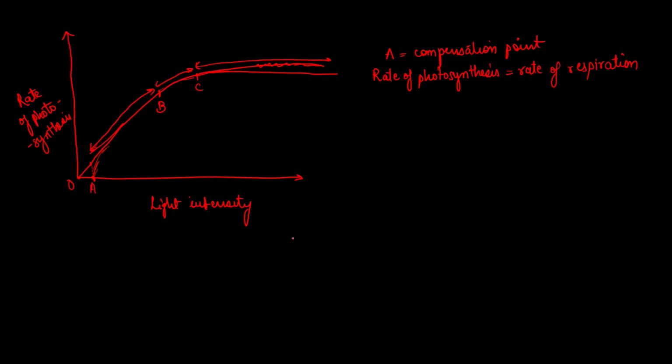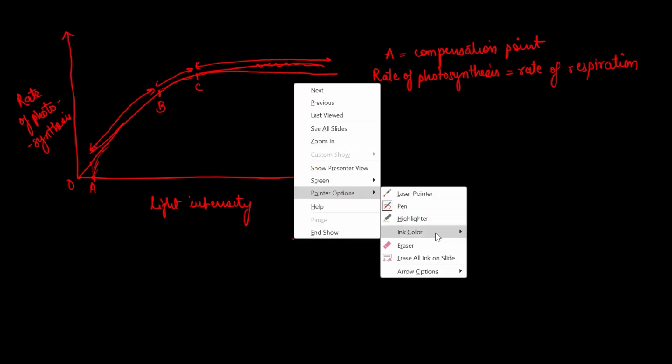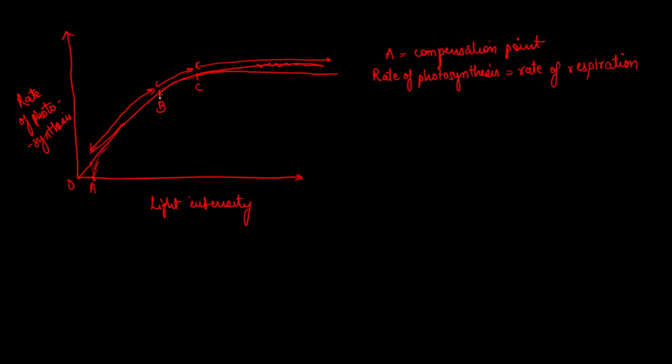Now, second, we are seeing this B point, and then there is C point. From C point onwards you have achieved the maximum rate, because after this the process has saturated. So this is your maximum rate, right?